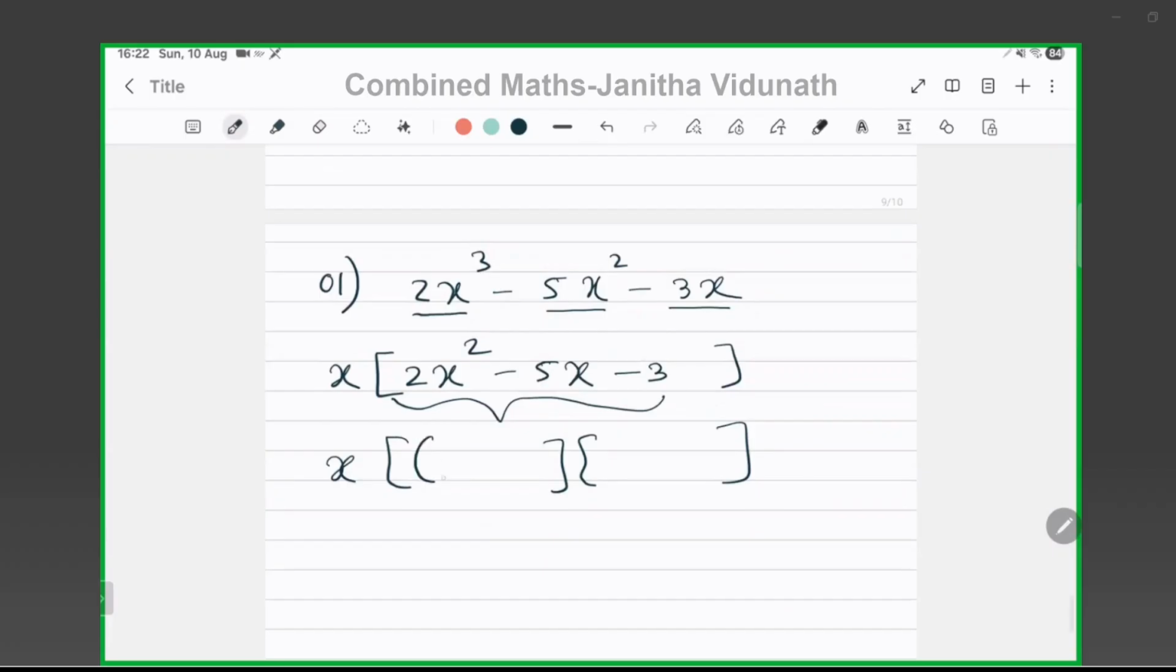Here we simply get x minus 3 and 2x plus 1. Here, our first rule is to try to find if there is a common term for all the terms, then we need to take it out of all the terms. Then, if there is a trinomial like this, we need to factorize that.